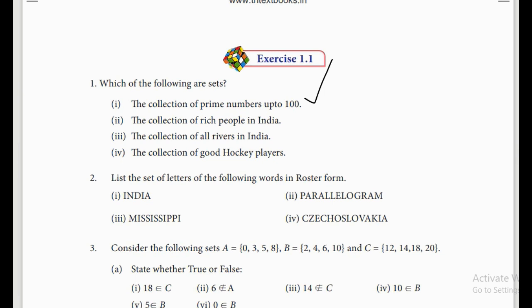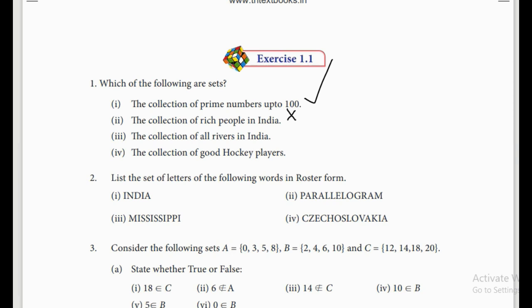Next one, the collection of rich people in India. Is it a set? Those who are rich, then tomorrow they can be poor. Those who are poor, tomorrow they can be rich. That's not in our hand. So, it is not well defined. So, it is not a set.